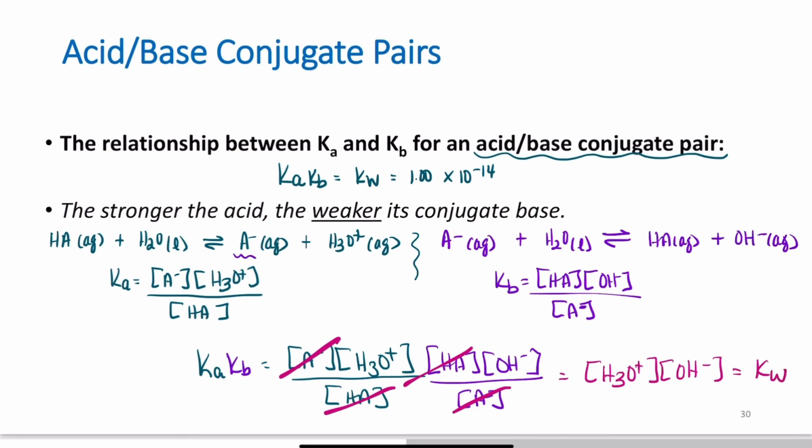So the stronger the acid, the weaker its conjugate base, in the sense that that conjugate base does not want to take another proton. It's more stabilized. It's very happy being that conjugate base. It does not want to accept a proton. And that's what's making it a strong acid, the stability of that conjugate base.